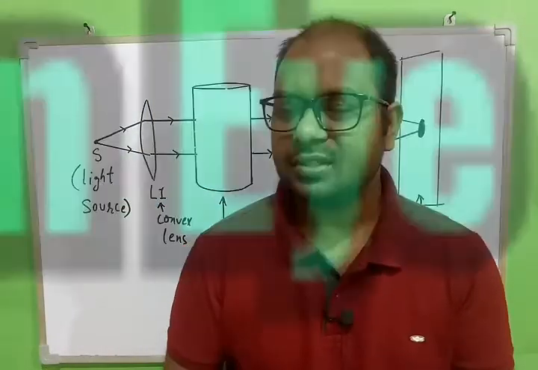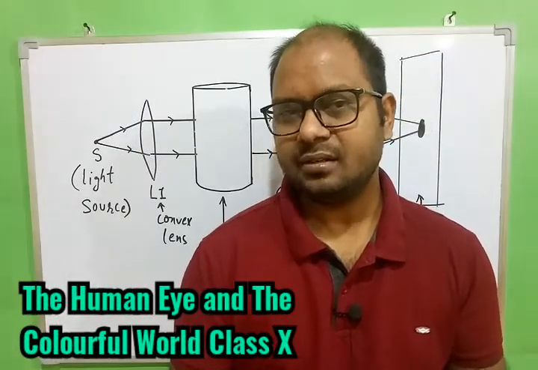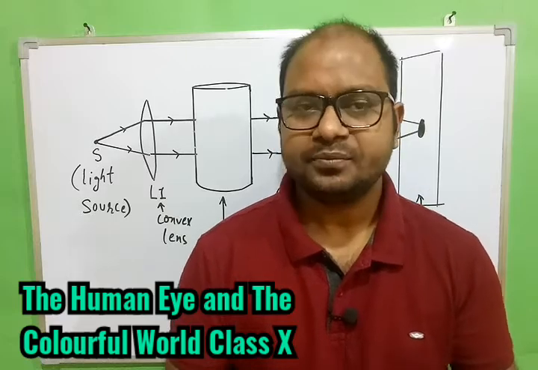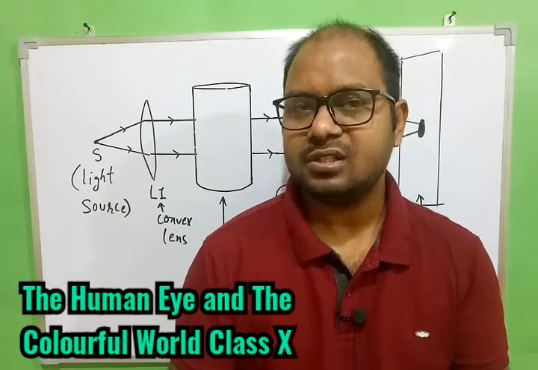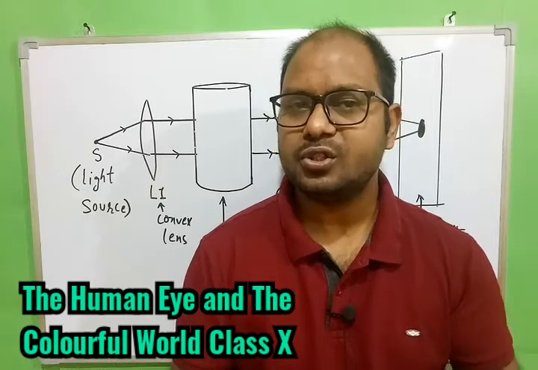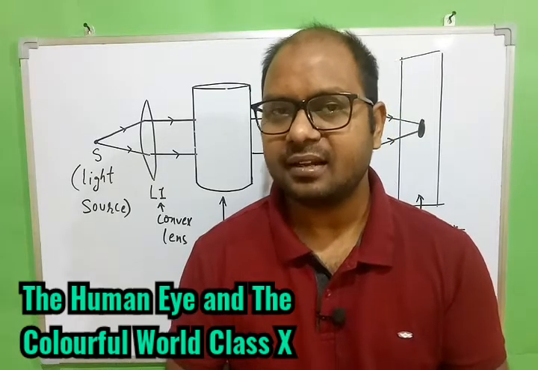We are doing the chapter The Human Eye and the Colorful World, and we are almost at the end of this chapter. In the previous classes we have understood the scattering of light, the meaning and concept of scattering, and you also understood Rayleigh scattering and Mie scattering.